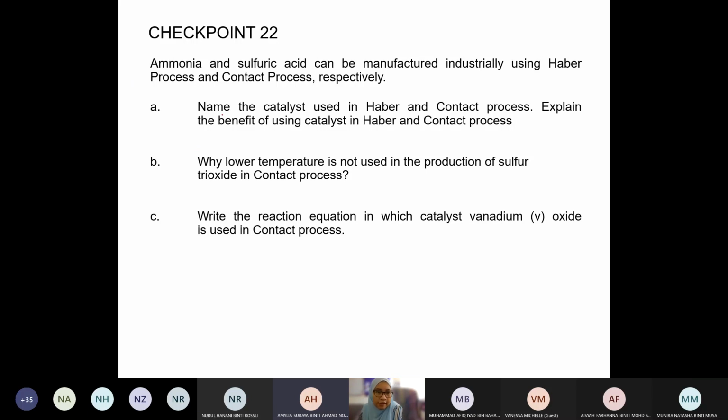Okay, alright. Ammonia and sulfuric acid can be manufactured industrially using Haber process and contact process respectively. A. Name the catalyst used in Haber and contact process and explain the benefit of using catalyst in Haber and contact process. Alright, so let's go for Haber first. So what is the catalyst used in Haber process, guys? Again. Iron. Okay, alright, so the catalyst used in Haber process is iron.